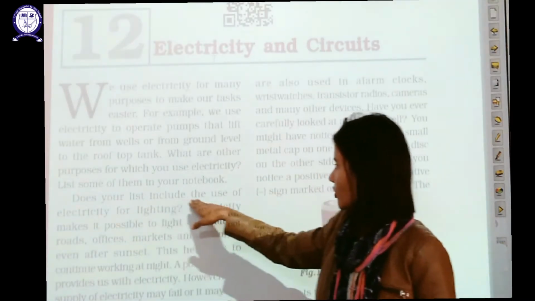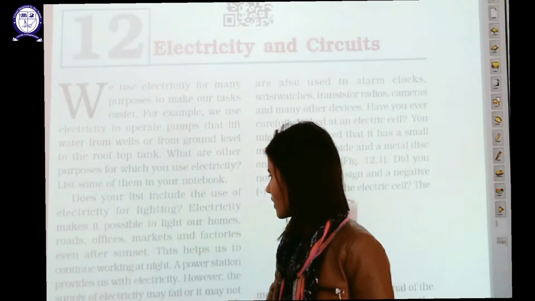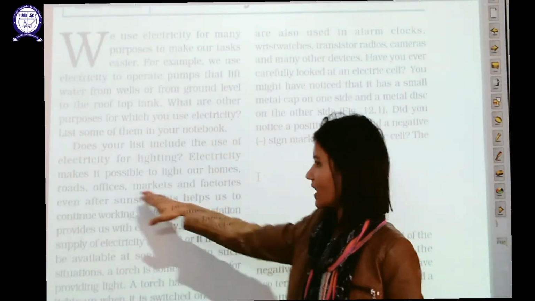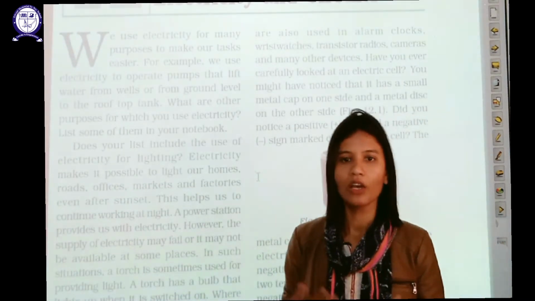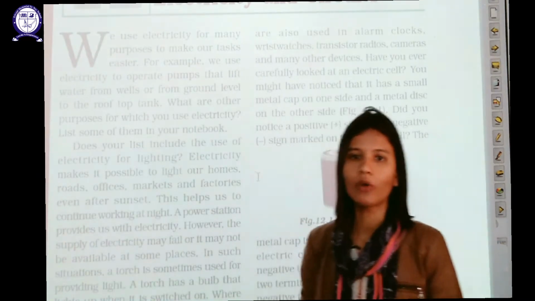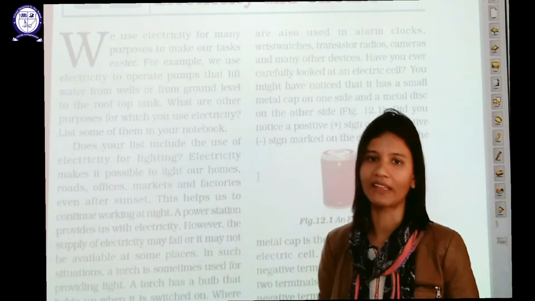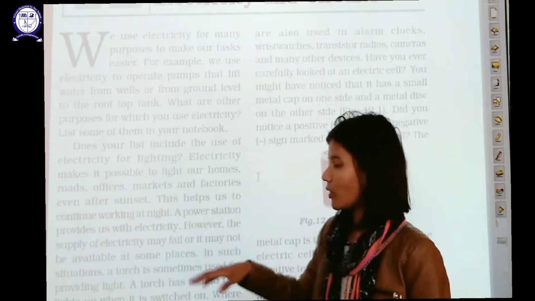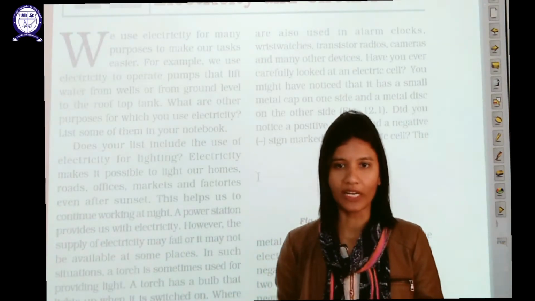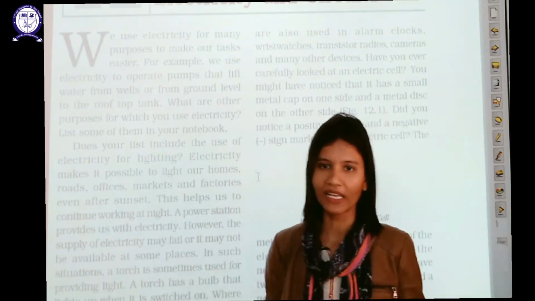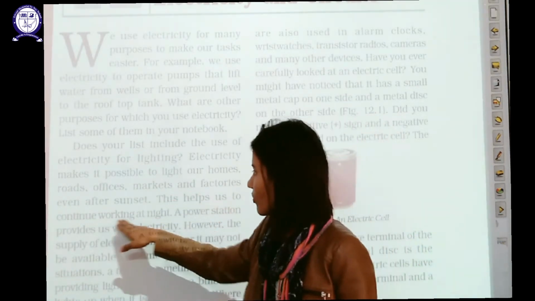Does your list include the use of electricity for lighting? Electricity makes it possible to light our homes, okay, then roads, offices, markets and factories also. We need light for everything, okay. Nowadays we cannot imagine our life without light. So we need light, and that light needs electricity, because we cannot depend on sunlight, because sunlight is available only for daytime. So we need light for the entire day. For that we need electricity, okay. This helps us to continue working at night also.